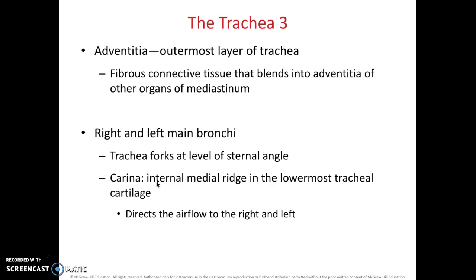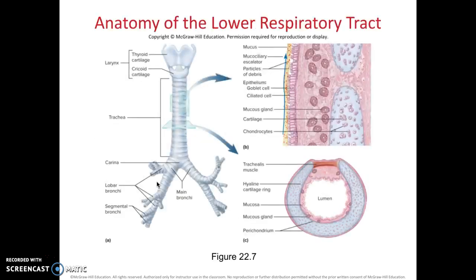It also has left and right main bronchi, which fork at the level of the sternal angle. These also form the carina, which are internal medial ridges in the lowermost tracheal cartilage, and this directs the airflow to the right and the left. So here we see the anatomy of the lower respiratory tract. We'll stop there and we'll talk about where it goes from there.